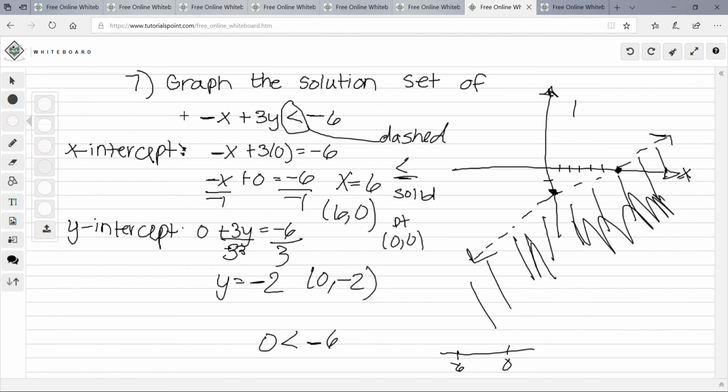And the other way you could have done it is to solve for y. Another way to graph it is to solve for y and then figure out your y-intercept and your slope. But for the shading part, you just pick a point that's not on the line, so we could use 0, 0, and put it back into the original equation. If it's true, you shade that region. If it's false, you shade the opposite side. Yep, and that's it for this section.